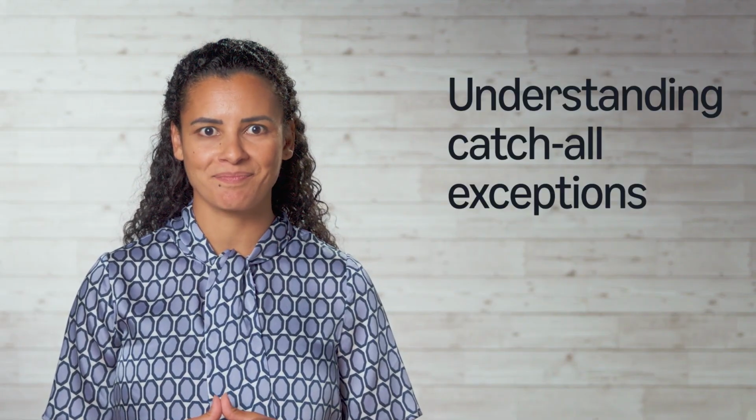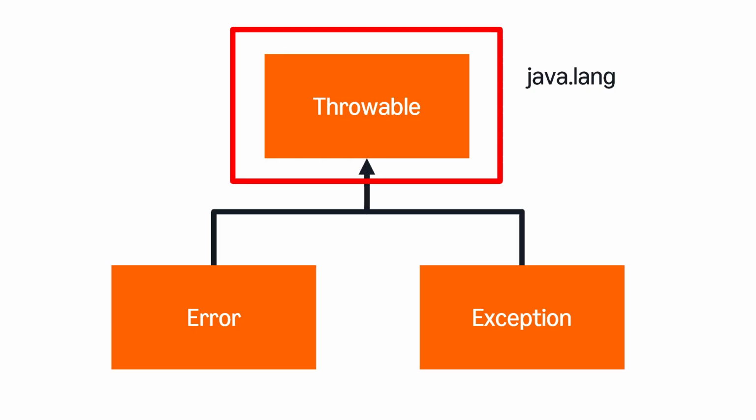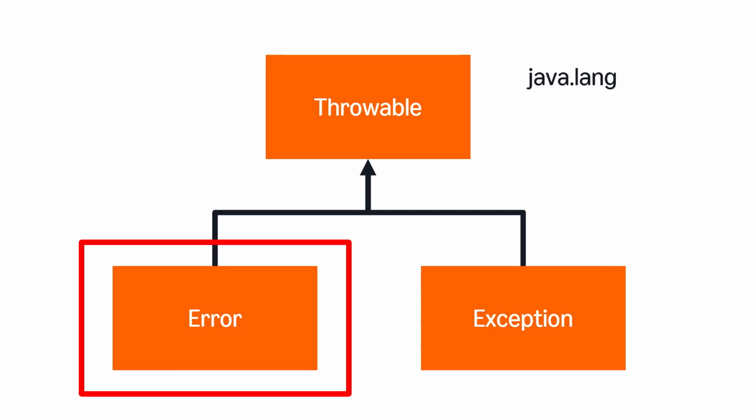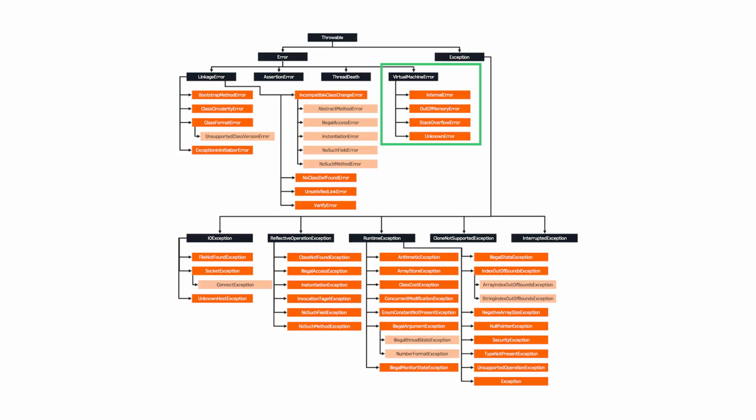Let's get started. You already know that Java's error and exception classes form a hierarchy. Here's a reminder of their hierarchy. The parent or superclass at the topmost level is Throwable. Both Error and Exception are direct subclasses of Throwable. The hierarchy is extensive, with many subclasses branching out from the main Error and Exception categories.